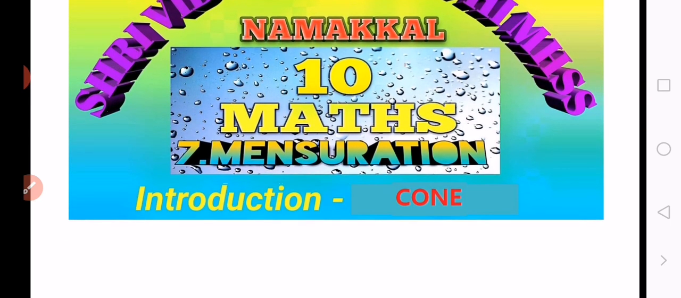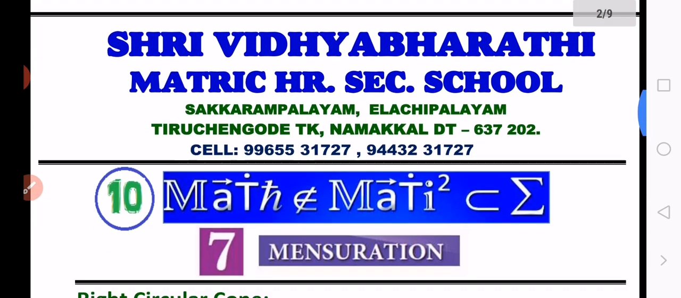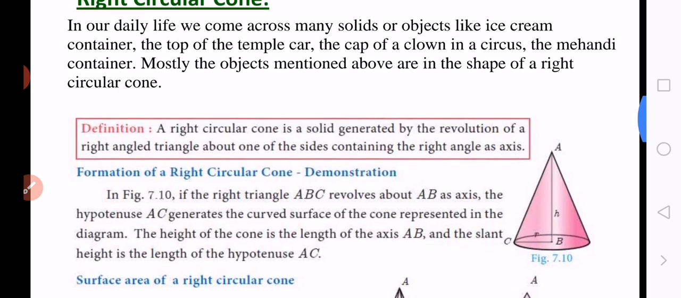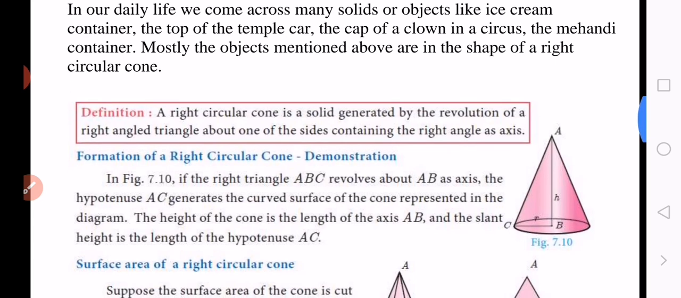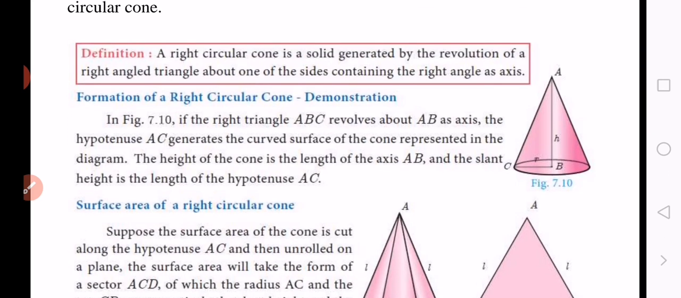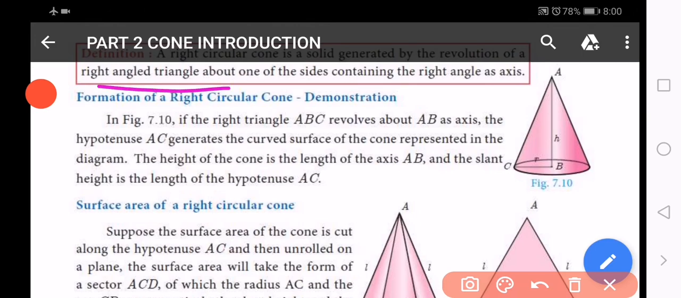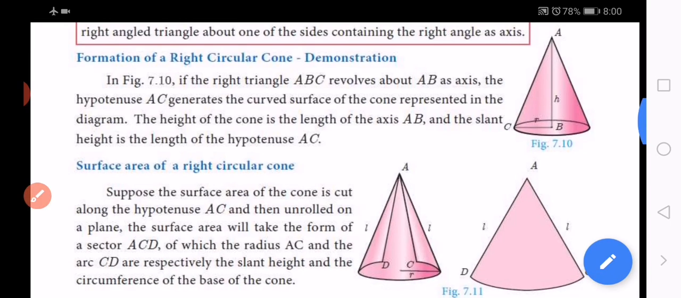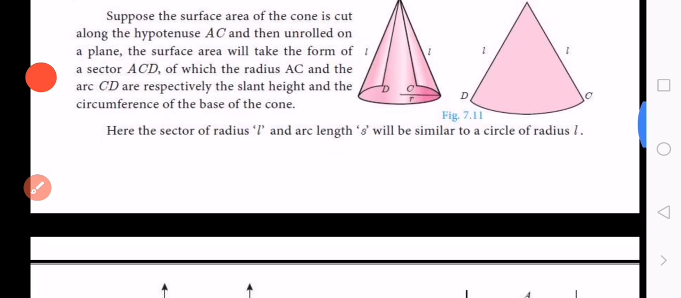In our last class, we discussed the introduction and the definition of the right circular cone. It is generated by the revolution of a right-angled triangle about one of the sides containing the right angle as axis. And the next one, the formation of right circular cone.